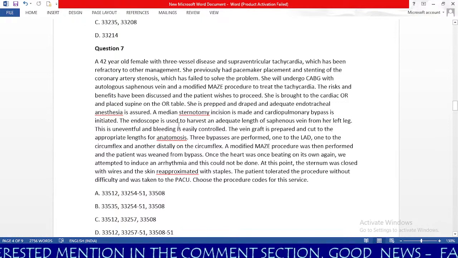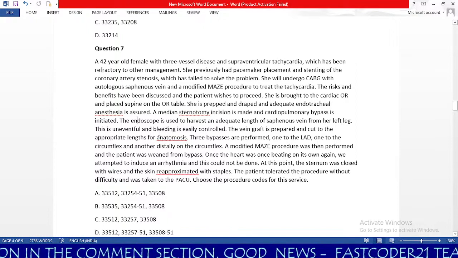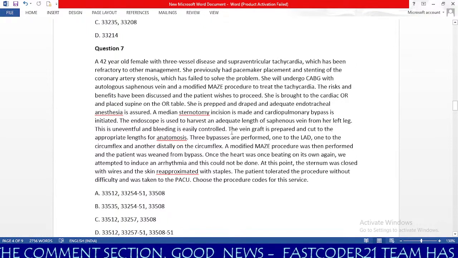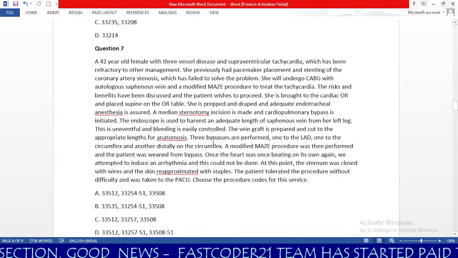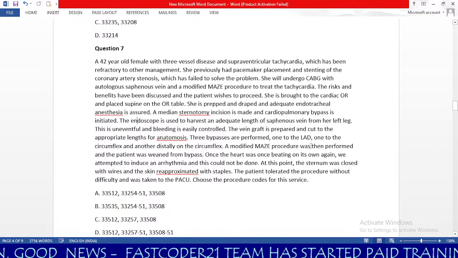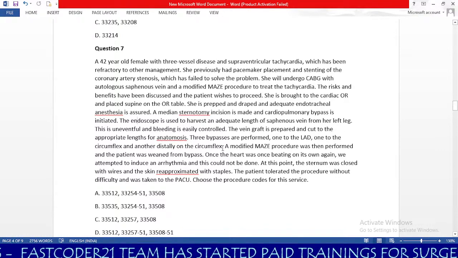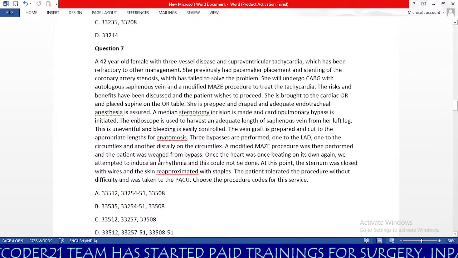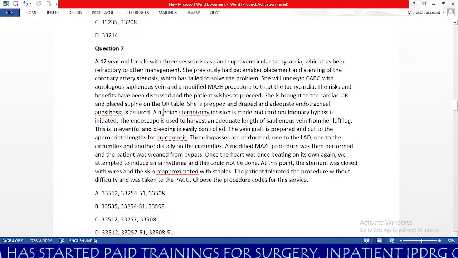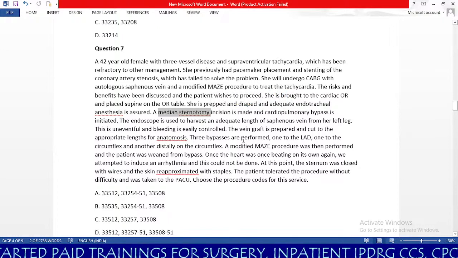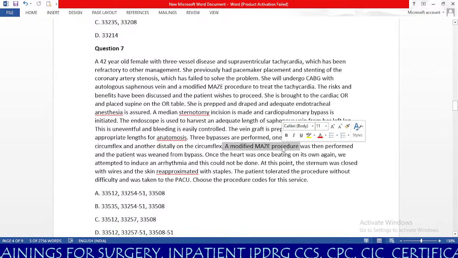Endoscopy is used to harvest an adequate length of saphenous vein from her left leg. This is uneventful and bleeding is easily controlled. The vein graft is prepared and cut to the appropriate length for anastomosis. Three bypasses are performed, one to the LAD, one to the circumflex and another distally onto the circumflex. A modified Maze procedure was then performed and the patient was weaned from bypass. So here, what are our keywords? One is median sternotomy incision, next one is cardiopulmonary bypass, next one is modified Maze procedure.